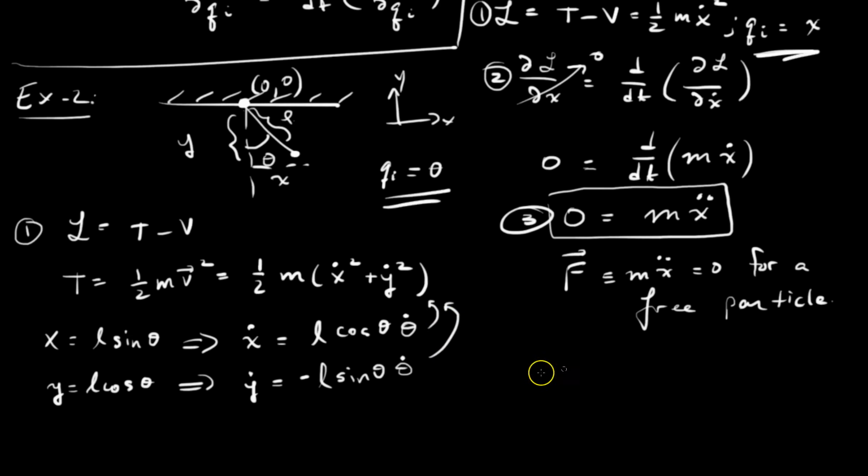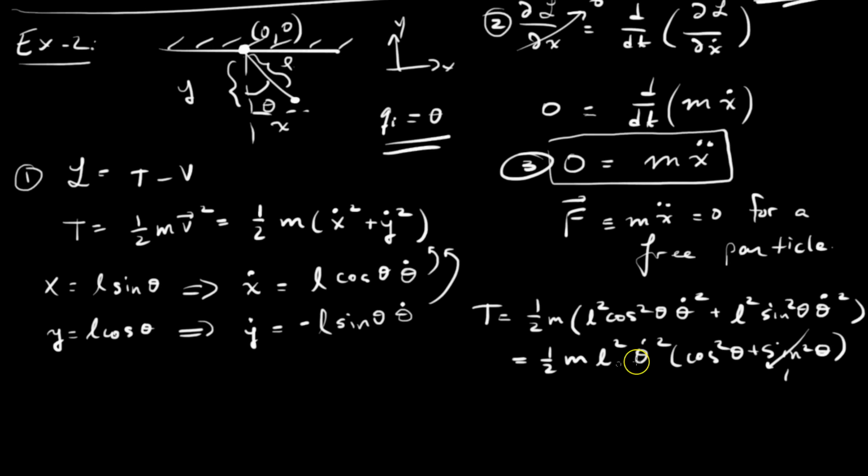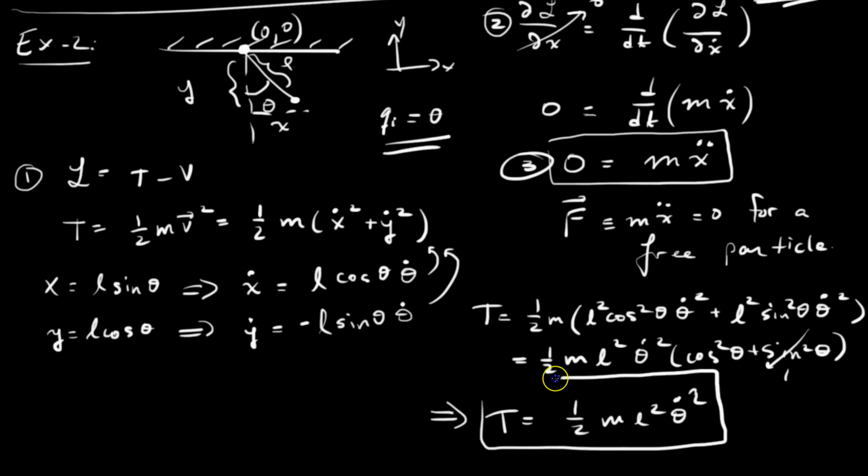So now we plug it in. What do we get? T is equal to 1/2 m. So x dot squared is just L squared cosine squared theta, theta dot squared. And then we have the negative squared is just positive, so it cancels out. So we just have L squared sine squared theta, theta dot squared. Now notice, we can factor an L squared and a theta dot squared out. So we just get this. And what is this? This is just our favorite Pythagoras. It's just 1. So in total, the kinetic energy is 1/2 m L squared theta dot squared. Hallelujah. Saw how easy that was?